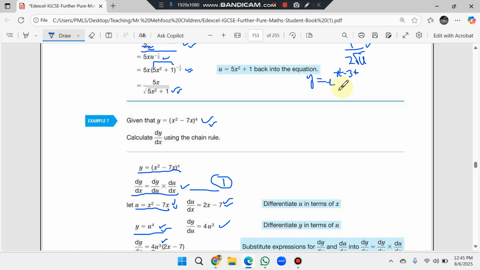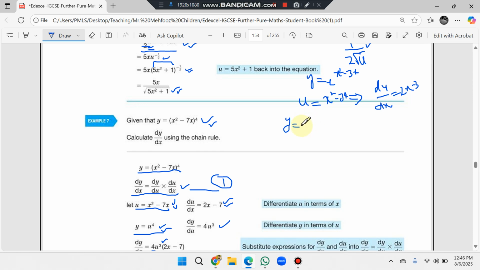Again, we can use the chain rule on that function. So let u be equal to the power, that is x square minus 3x. And what is the derivative of this expression, du by dx? So it becomes 2x minus 3. Any problem? No. Again, we put the value of u into this expression.